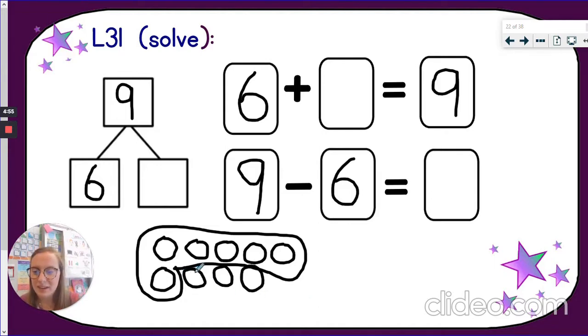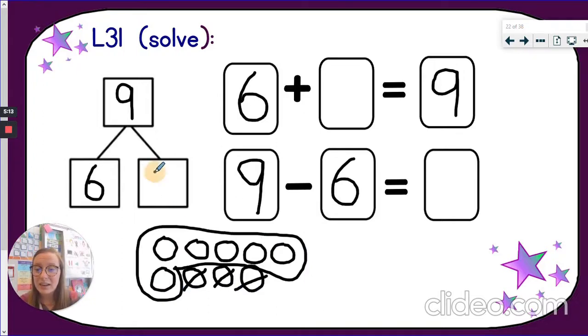Now I get to count. How many circles do I have left? I can cross them off as I count. 1, 2, 3. I know that my other part is 3 because my first part is circled 6 and my other part I crossed out 3.